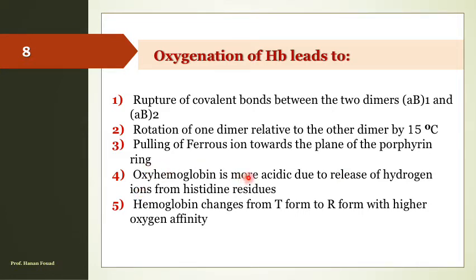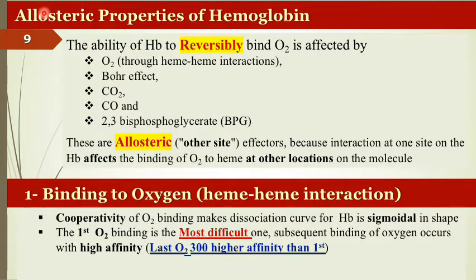So oxyhemoglobin is acidic. Hemoglobin changes from the tight form to the relaxed form as a result of rupture of the bonds, with higher oxygen affinity. Today's lecture is about allosteric properties of hemoglobin.